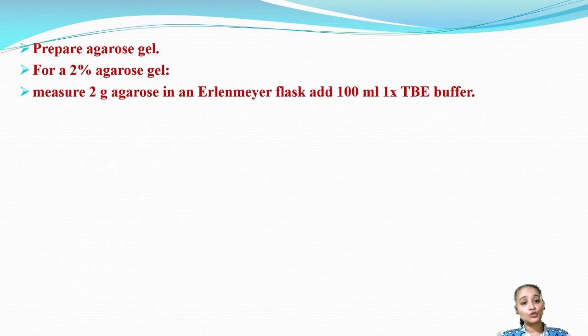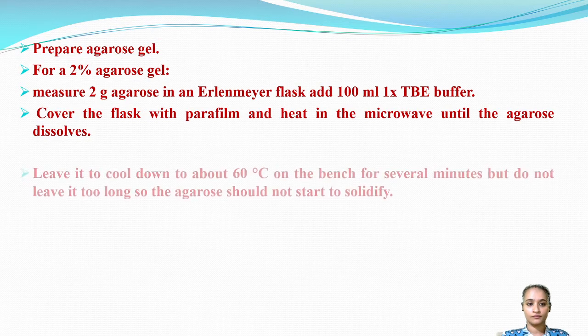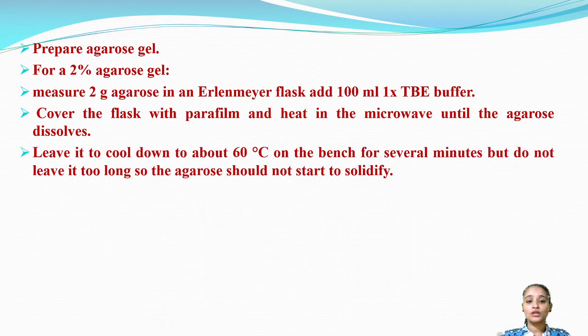First, you need to prepare the agarose gel. For a 2% agarose gel, measure 2 grams of agarose in an Erlenmeyer flask and add 100 ml of 1x TBE buffer, or you can add 50 ml of your 1x TBE buffer. Now cover the flask with parafilm and heat in the microwave until your agarose dissolves. Leave it to cool down to about 60 degrees Celsius, or you can cool this agarose solution at room temperature on the bench for several minutes.